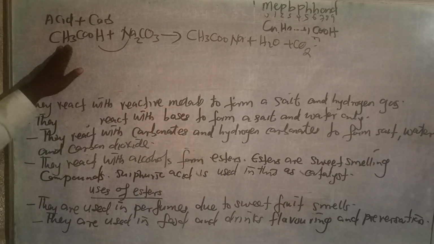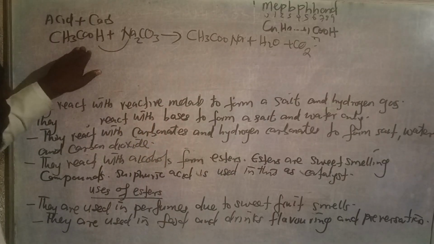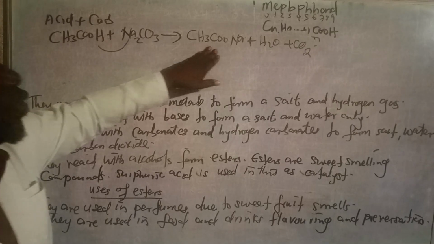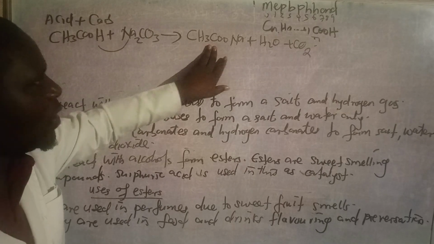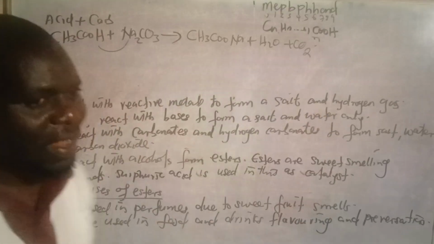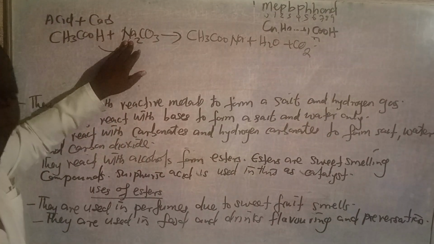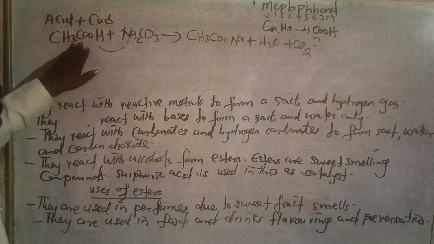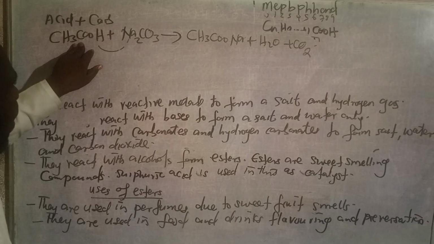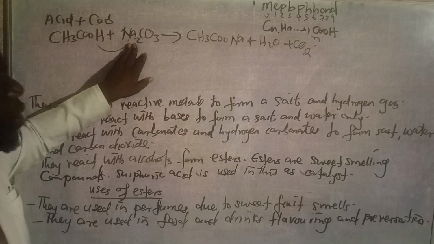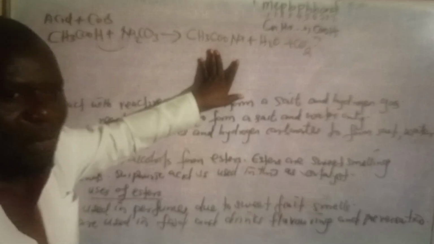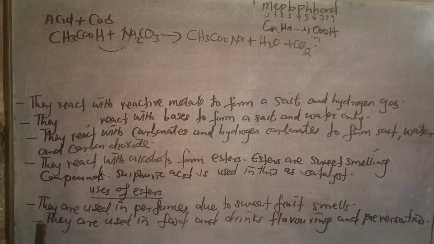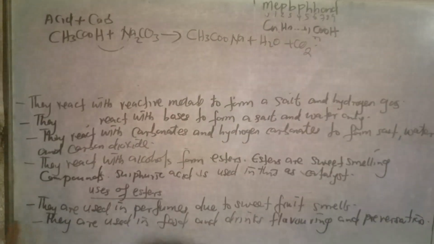So if I put propanoic acid here, propanoic acid plus sodium carbonate gives sodium propanoate plus the same products. If I put potassium here, propanoic acid plus potassium carbonate, it will be potassium propanoate plus water plus carbon dioxide. Clear? Yes. Okay, so this one is clear as well, right?